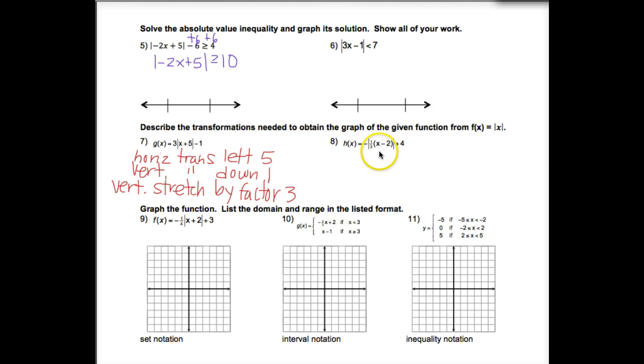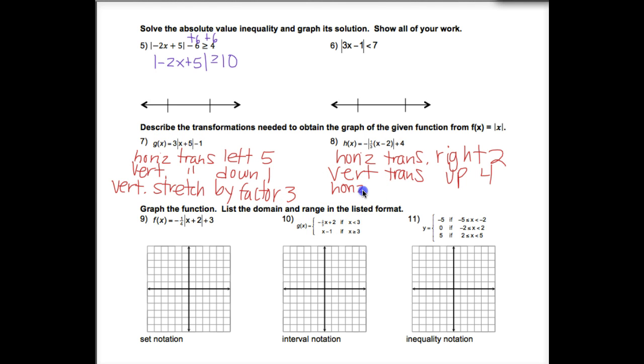On this one, again, I usually start with my translation. So it has a horizontal translation. Because it's negative, I know that goes to the right, so right 2. It has a vertical translation. It's plus, so that means up 4. This 1/3, it's inside the bars, so that means it's horizontal.